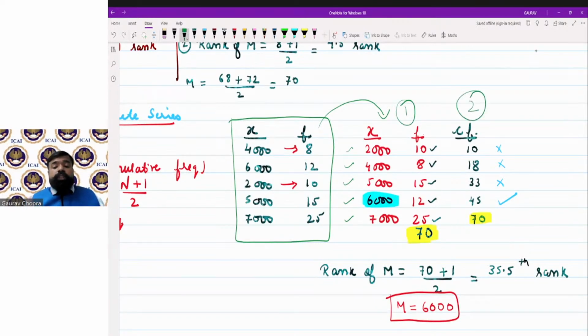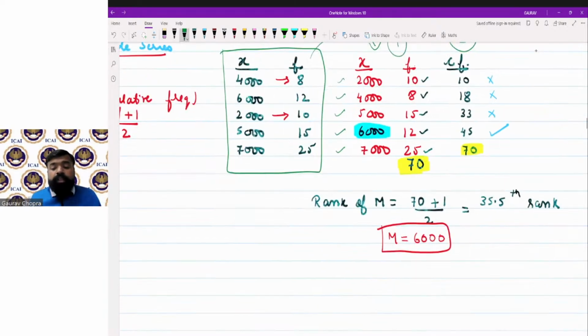Second step was to find cumulative frequency. So in every step we have added the frequency. So first is 10, 10 plus 8 is 18, 18 plus 15 is 33, plus 12 is 45, and plus 25 is 70. After that, what we have done, calculated the rank. Rank will be 70 plus 1 by 2, 35.5.